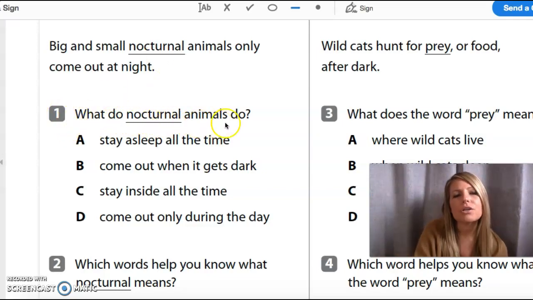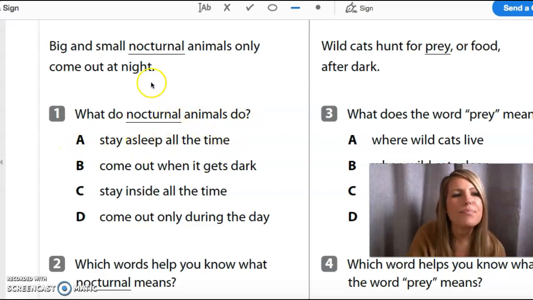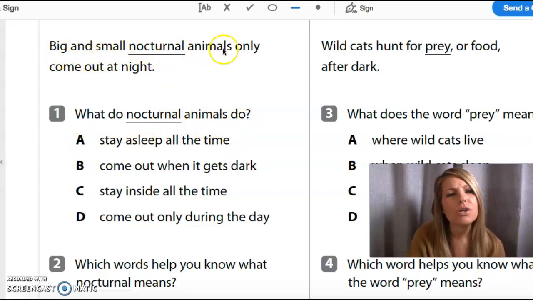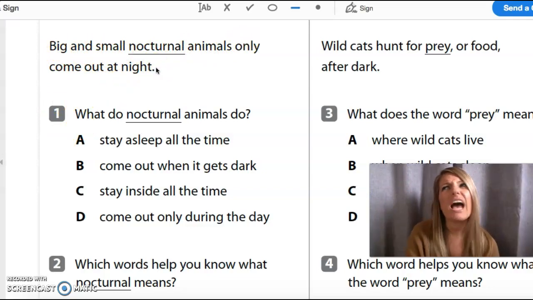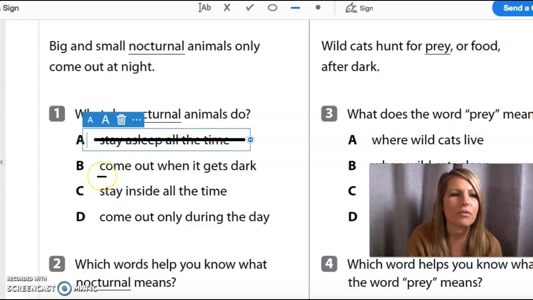What do nocturnal animals do? A, sleep all the time? Big and small nocturnal animals only come out at night. Well, if they're coming out at night, then they're probably not sleeping all the time, so they're awake. So I'm guessing that A is not going to be what I'm looking for.